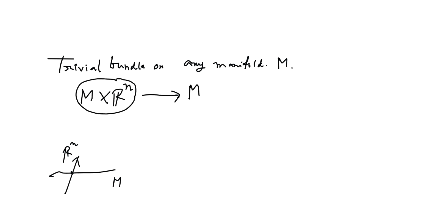It is equipped with the natural projection map (x, v) goes to x. So at each point x you can attach the vector space Rn, and globally you can glue them in a smooth way. So that is your trivial bundle on a manifold M. Now we're interested in the tangent bundle of this Grassmannian Gr(k, V).